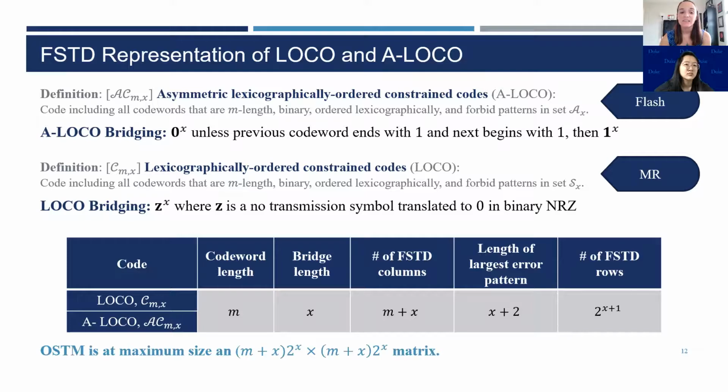And so in the end, the OSTM that we calculate using that finite state transition diagram is at maximum going to be size m plus x times 2 to the x. And since it's a square matrix, it's going to be that in the other dimension too. And so kind of key to note here is that since m is the length of the code word, if you end up going to really large length code word sets, you're going to find that this matrix is at maximum going to linearly increase with that, which ends up being very efficient in calculations, especially if you're using software.